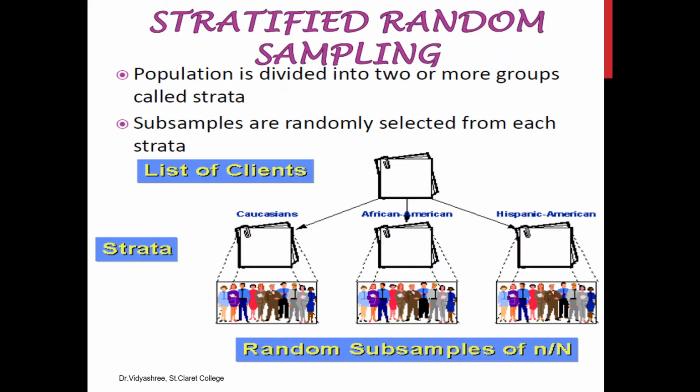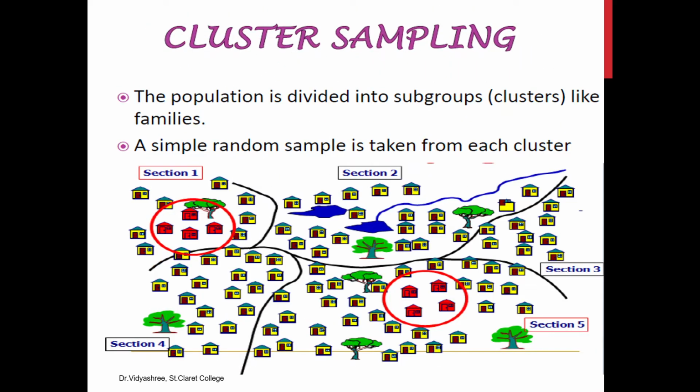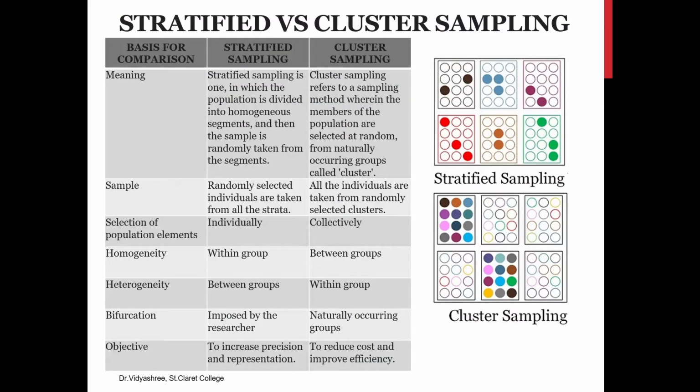Stratified sampling, through some homogeneity you are going to divide that population into a few groups. Among each group you are going to select a few samples. That's stratified random sampling. Cluster sampling is nothing but you're going to divide the population into different clusters or groups, and among the naturally occurred groups you're going to pick any 2 or 3 clusters and you're going to select the people from there. That's nothing but the cluster sampling.